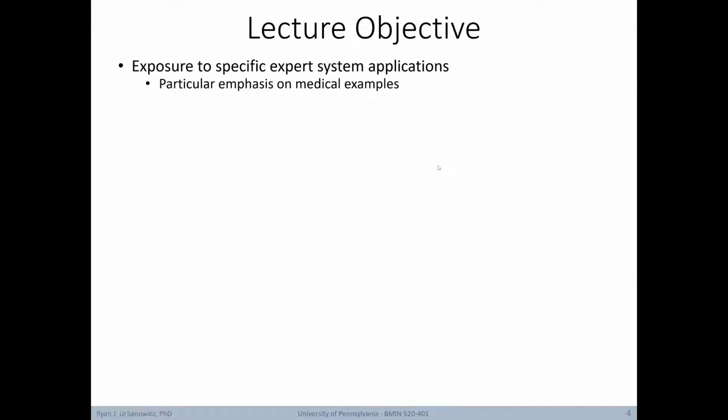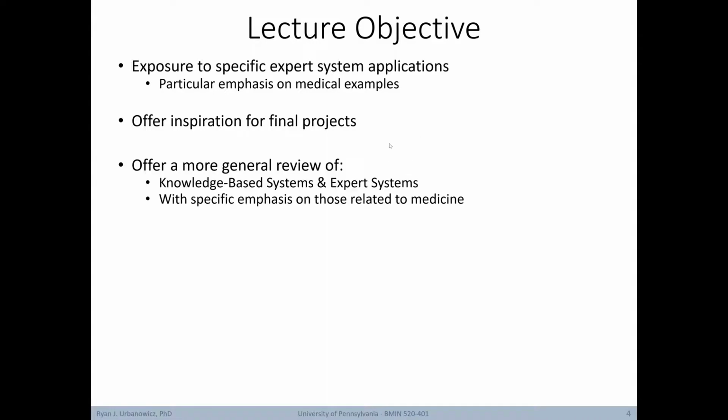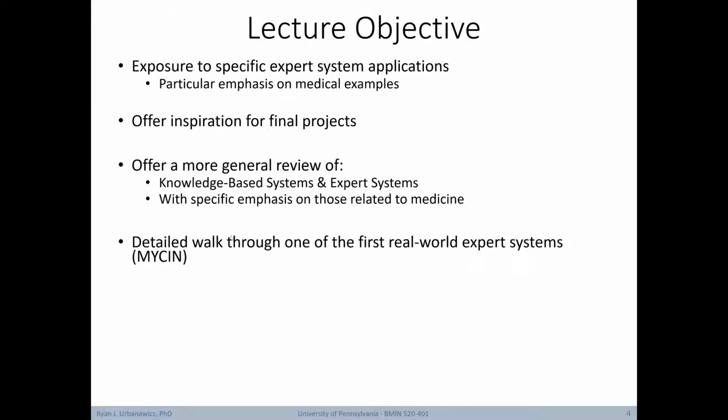So the objectives of today's lecture are to give you exposure to some specific expert system applications with particular emphasis on medical examples. This could offer some inspiration for final projects if you want your final project to target expert systems. It also offers a more general review of knowledge-based systems and expert systems, again placing specific emphasis on those related to medicine. It also includes a detailed walkthrough of one of the first real-world expert systems, that of MYCIN, and of course to survey other select examples of expert systems.